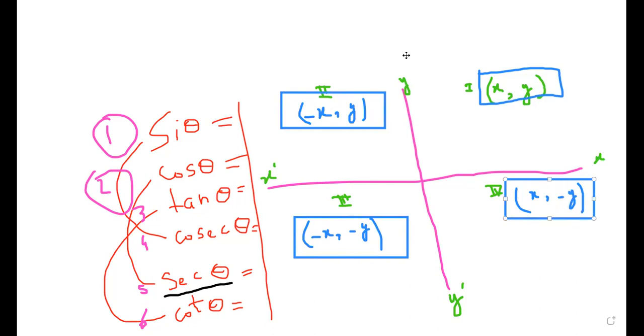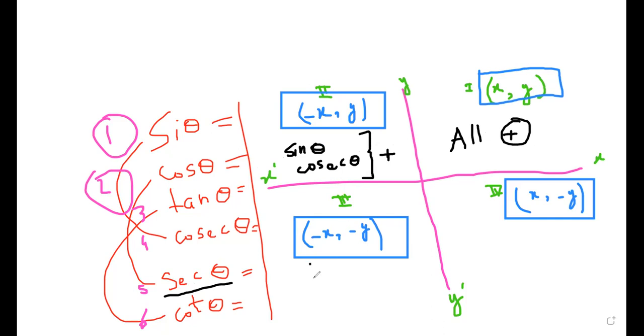After this, we will discuss the values of these six trigonometric ratios. In the first quadrant, all six are positive. In the second quadrant, sine theta and its inverse cosecant theta are positive. Other four ratios like tan, cos, secant and cot will be negative.